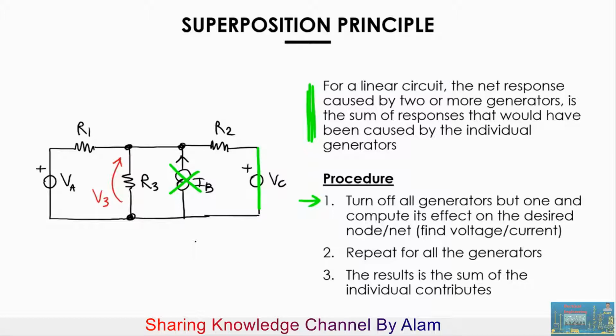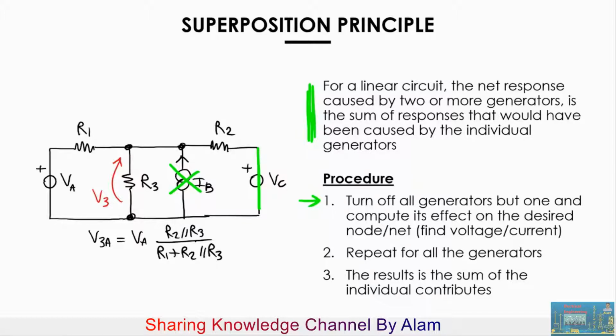Now that we have turned off IB and VC, we are left with a circuit with only one generator and a few resistors. This circuit is simple to solve. We recognize that R2 and R3 are in parallel, and that their parallel will generate a voltage divider with R1. So the contribution of VA to V3, a quantity that we can call V3A, will be equal to VA multiplied by R2 parallel R3 divided by R1 plus R2 parallel R3.